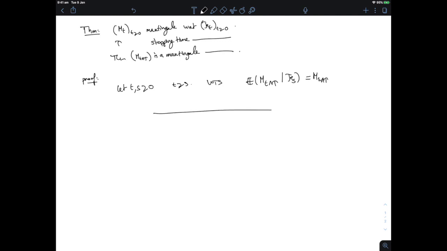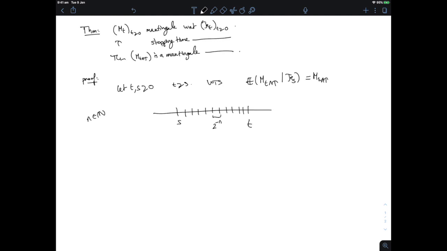So think about it this way: I have my interval S to T, and I'm going to split that interval into finitely many subintervals, with lengths 2 to the minus n for some natural number n. The idea is that eventually I'm going to send this natural number n to infinity, get these intervals to shrink to a point, and approximate the continuous time by discrete times in this way.